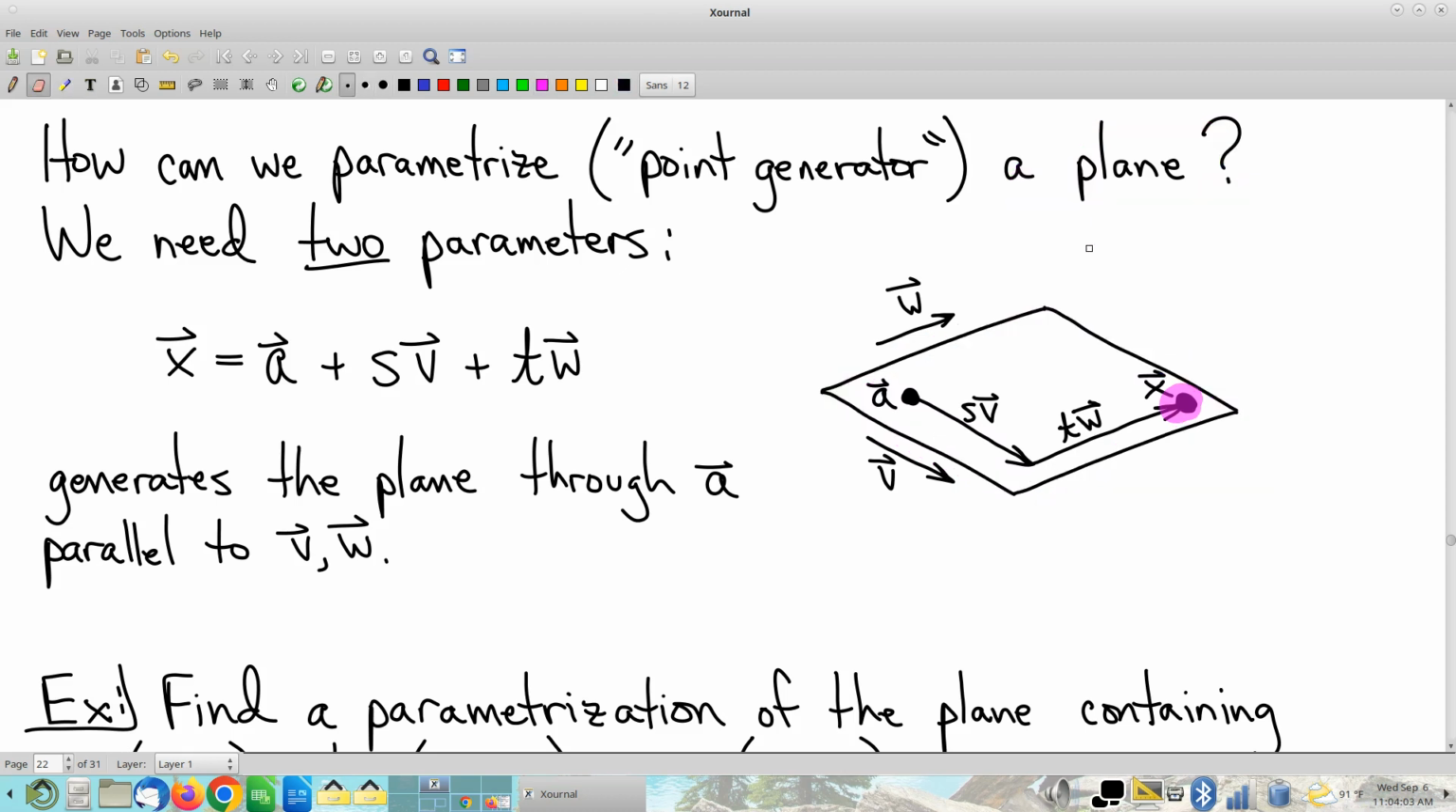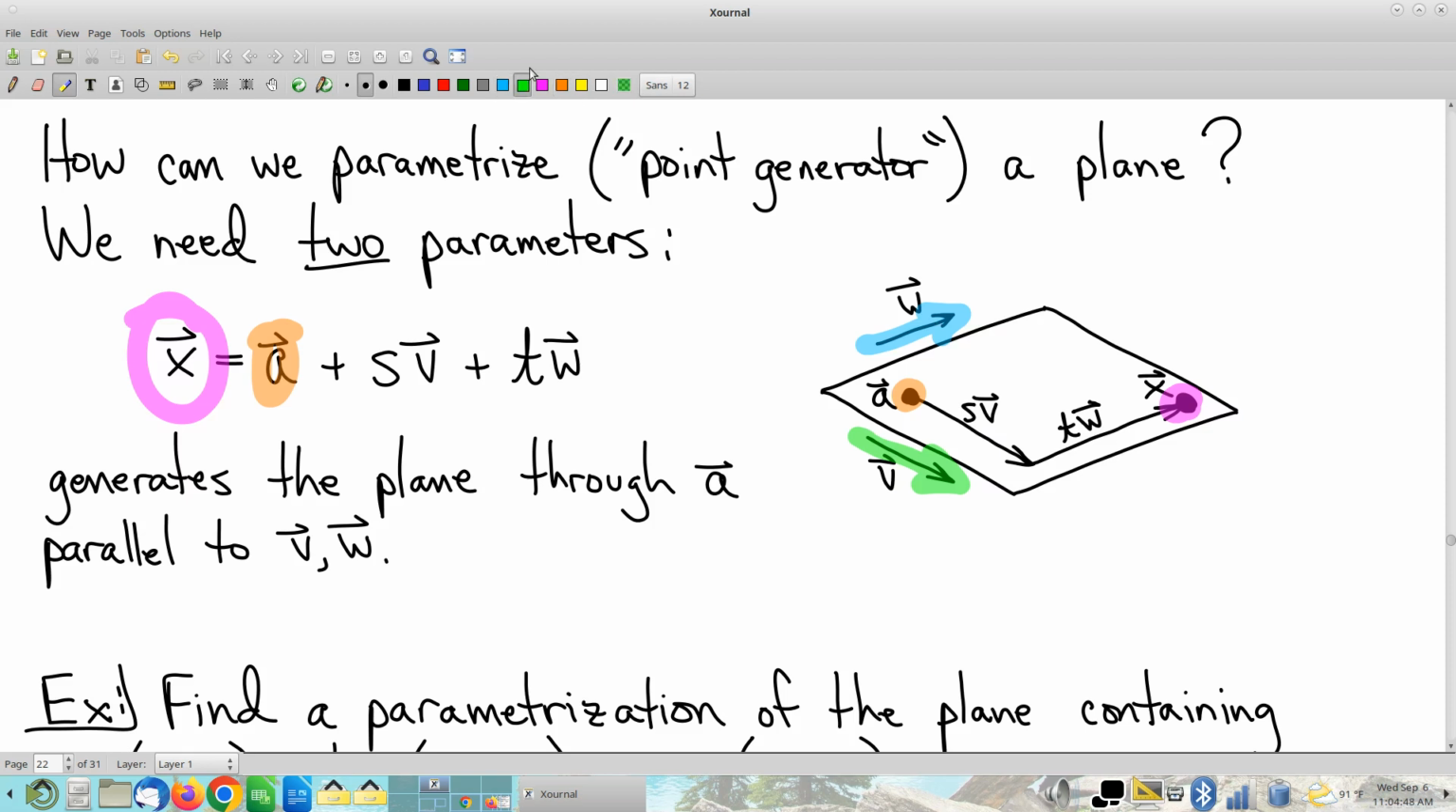Here we go. Let's see here. I want to generate this point x in the plane. Let's assume that I'm given a point a in the plane already. That was a bad color choice. Let me redo that. I'm going to use orange. Let's assume that I am given a vector v parallel to the plane and a vector w parallel to the plane. Now all together, if I have an a and if I have a v and a w, that characterizes this plane. And I can use that information to generate x as follows.